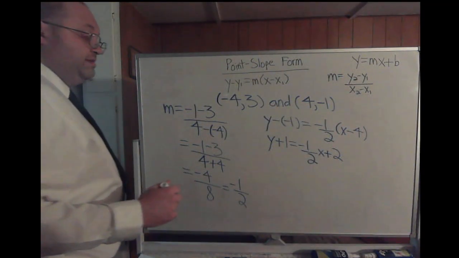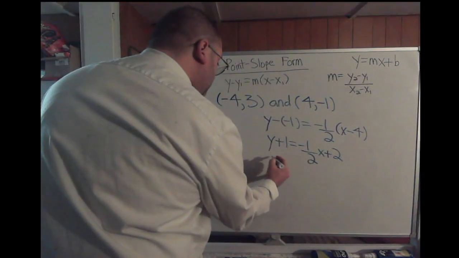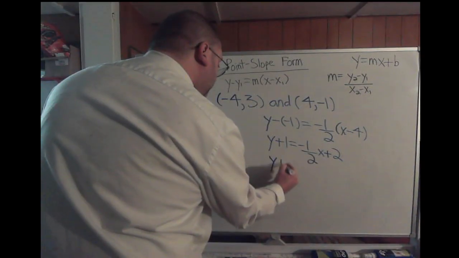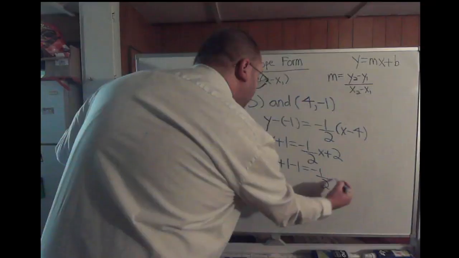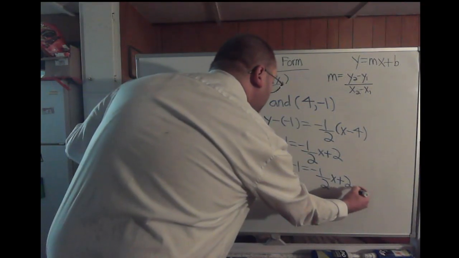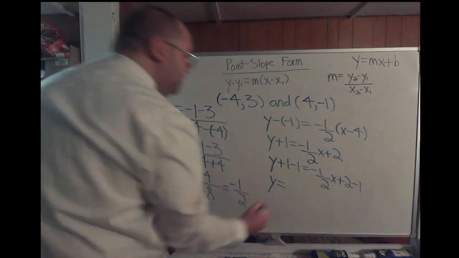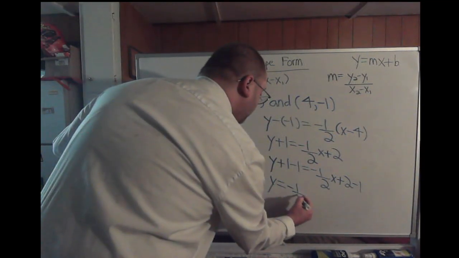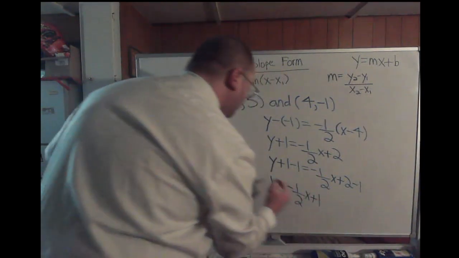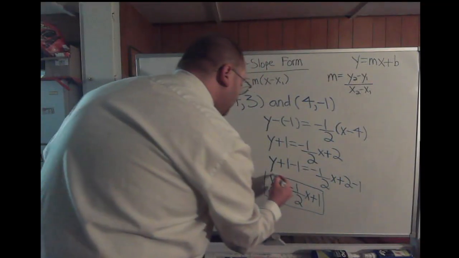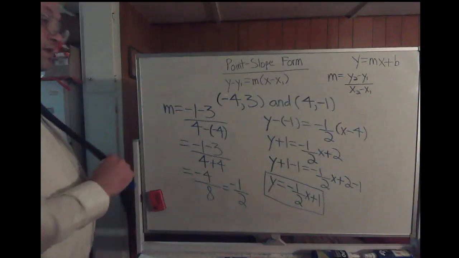Now we're almost to where we need to be. We want to get y by itself. Well, we have plus 1. We need to do minus 1. So y plus 1 minus 1 equals negative 1/2 x plus 2 minus 1. Well, 1 minus 1 is 0. Y is now by itself. Y equals negative 1/2 x plus that 2 minus 1. Well, that's just plus 1. So the slope-intercept form of this equation of the line is y equals negative 1/2 x plus 1.